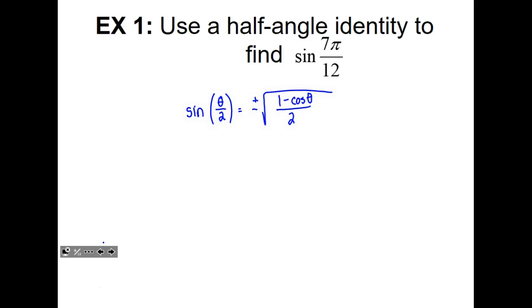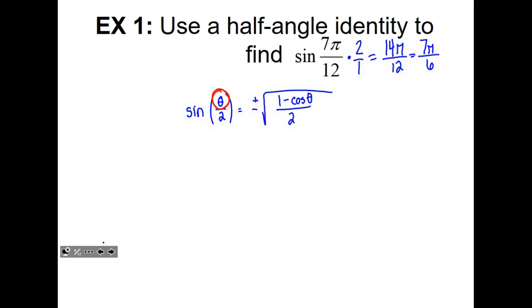So what I need to know is I need this theta part. I need this to be something on my unit circle. 7 pi over 12 is not on my unit circle. So what I can do is take this 7 pi over 12 and multiply it by 2. You'll get 14 pi over 12, which is going to be 7 pi over 6. 7 pi over 6 is on the unit circle.